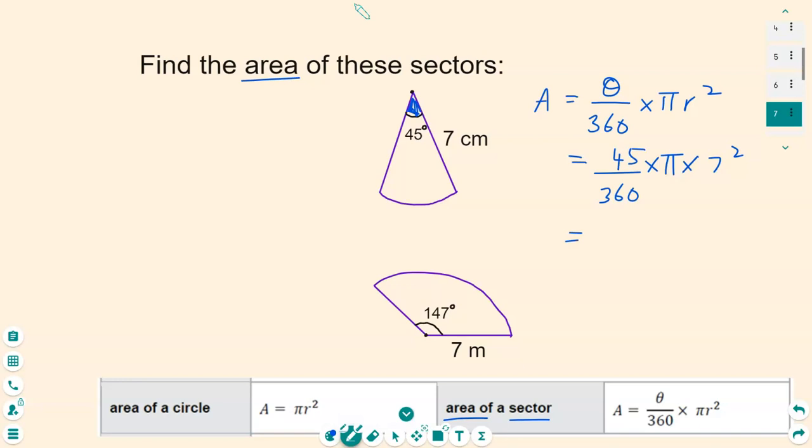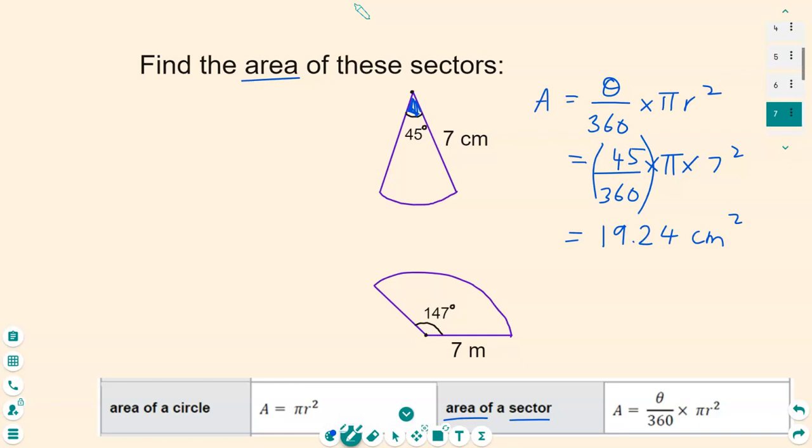And then into your calculator, I would put brackets around that. Or you can simplify the fraction beforehand, but it's all good if not. 45 on 360 times pi times 7 squared gives us 19.24. Area, think squared, so centimeters squared.